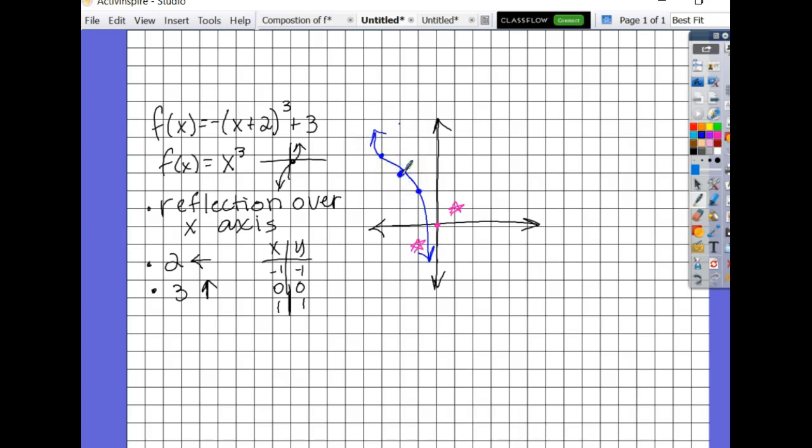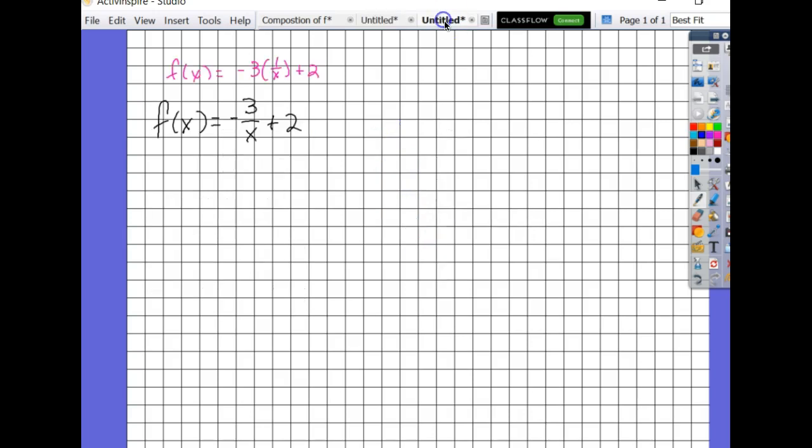Okay, so there's your graph. Let's try another one. Write this one down.